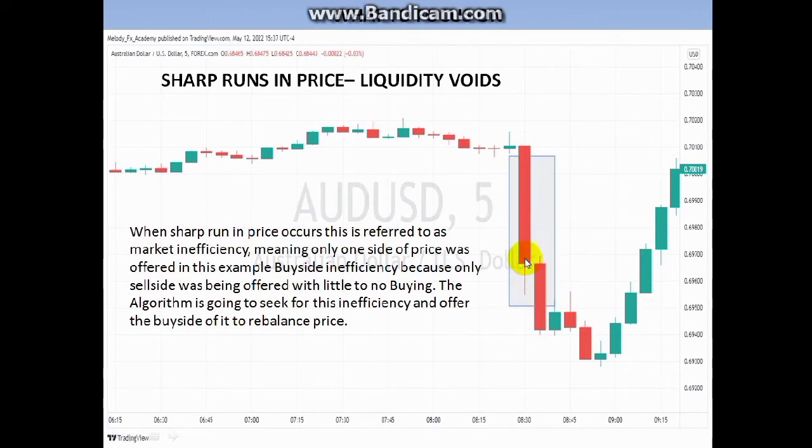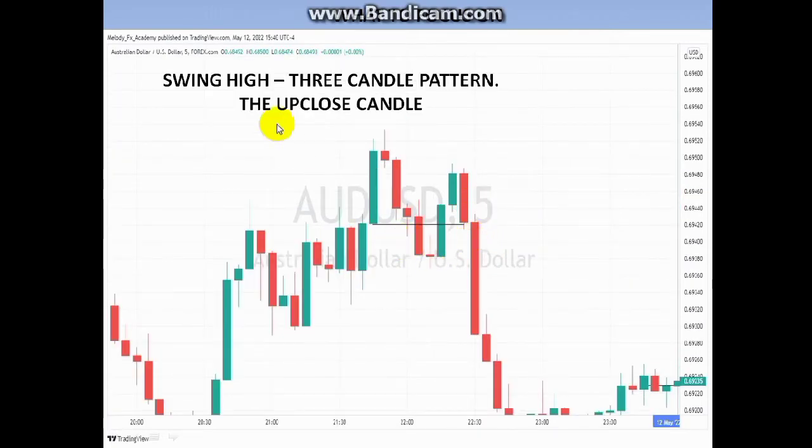Now the algorithm, some time in the future, is going to seek to reprice this level and create a buy side aspect of it. As we can see, this is price rebalancing this and offering the buy side that was not efficiently traded right here. So when we see sharp runs in price, our attention should be immediately drawn to it.